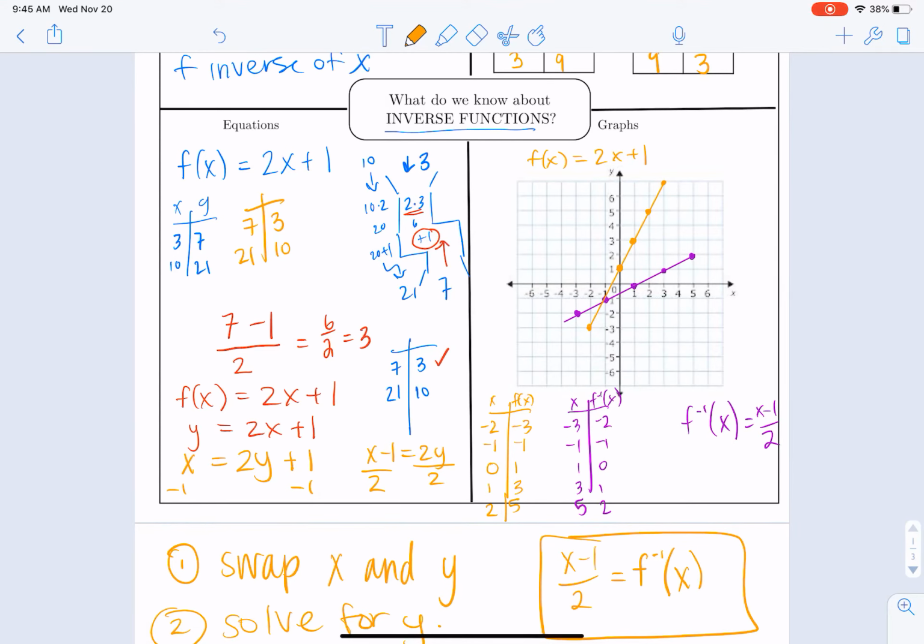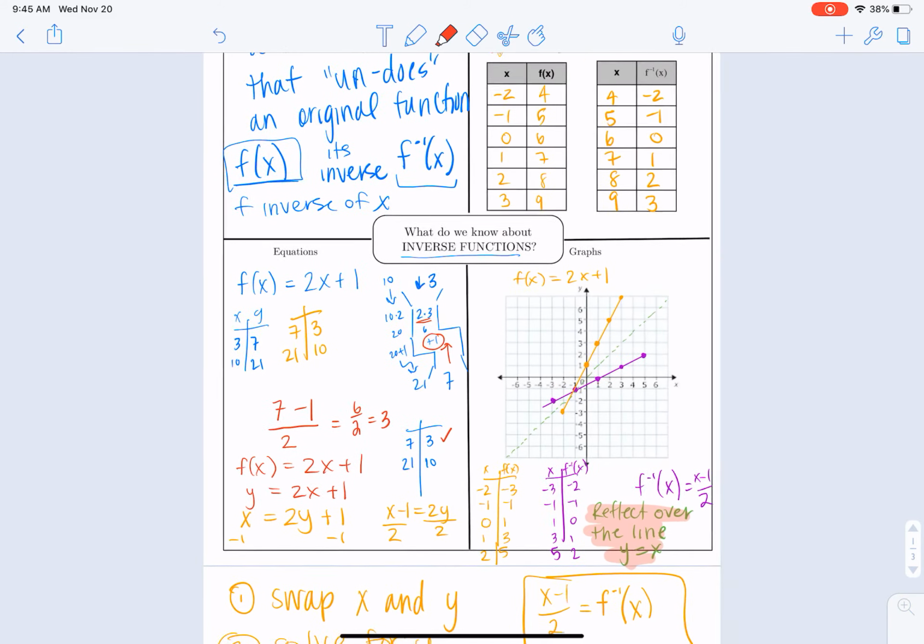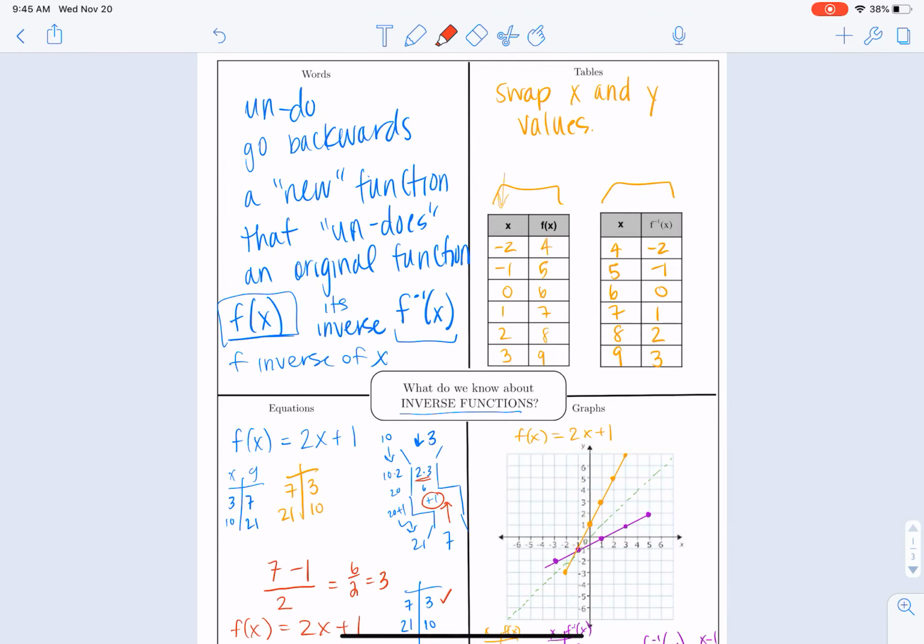A big takeaway piece for graphing these inverse functions is that they reflect over the line y equals x. So y equals x is this sort of perfect diagonal line right here. All inverse functions will always reflect over the line y equals x. So there are some notes for you about inverse functions.